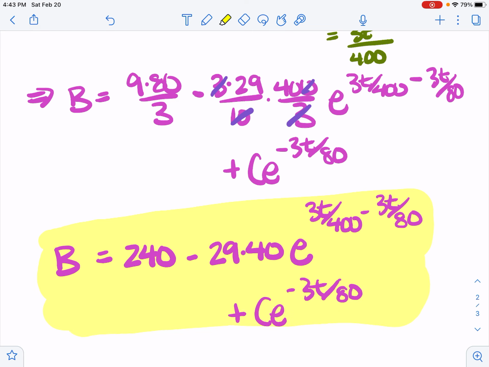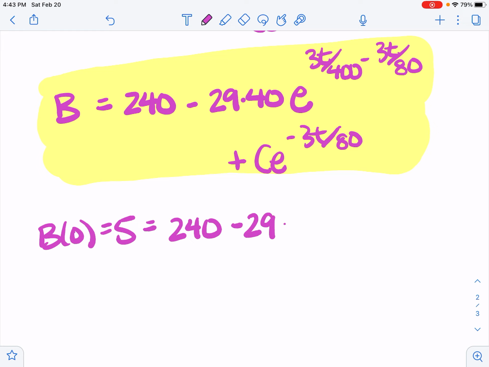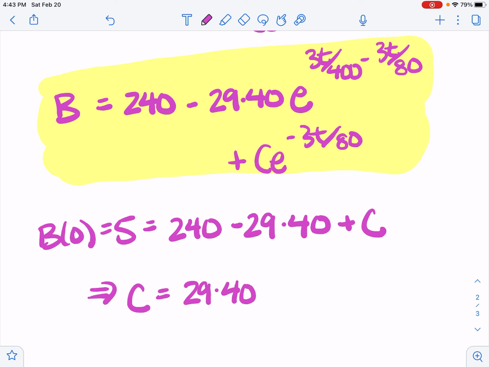At this point, we just have to solve for c, and we do know that b of 0 equals 5, so that's going to be 240 minus 29 times 40 plus c, and so c is going to equal 29 times 40 plus 5 minus 240. So that's going to be our c, and we can plug that in when we've got it.